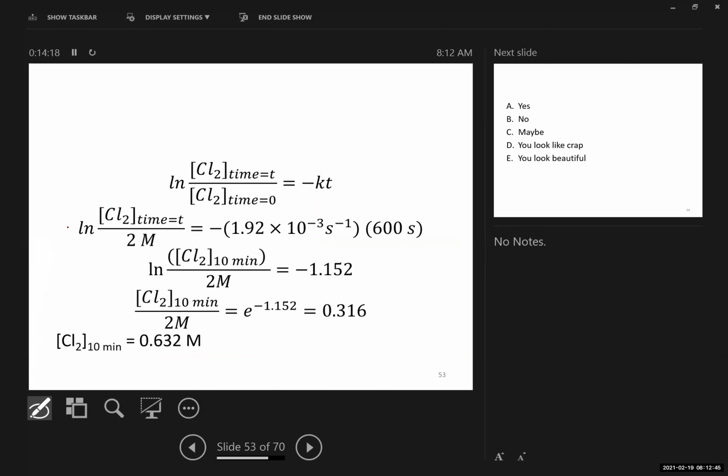And so pick your favorite time. In this case, it's 10 minutes. Again, as always, units, units, units, by which I mean, of course, they must cancel. Since my rate constant was in reciprocal seconds, my time is going to have to be in seconds or the units don't cancel.